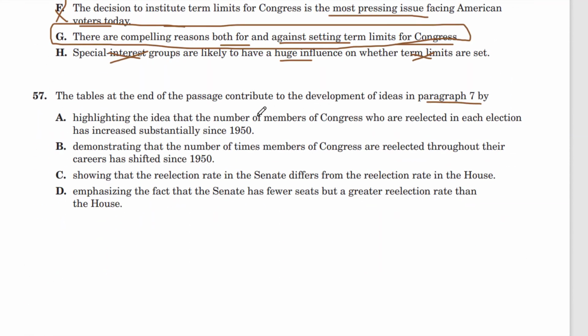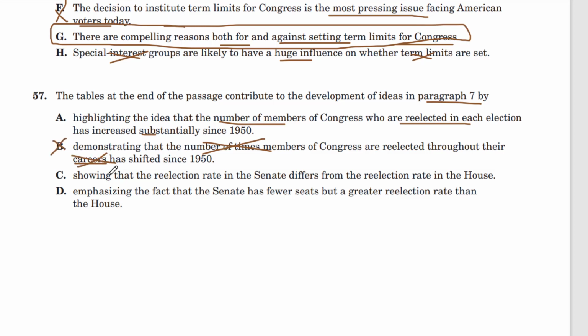A, highlighting the idea that the number of members of Congress who are reelected in each election has increased substantially. The number of members of Congress reelected has increased substantially. I'm not so sure about that. That's not wrong. All right, let's keep going. B, demonstrating the number of times members of Congress are reelected throughout their careers. No, the table says nothing about the number of times any individual Congress member is reelected in their career. That's just not the idea in the table.